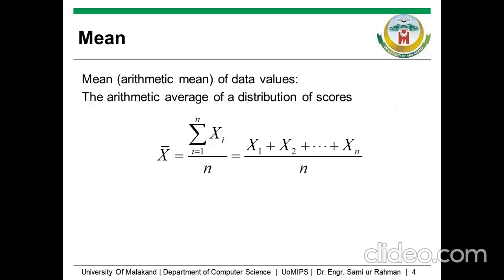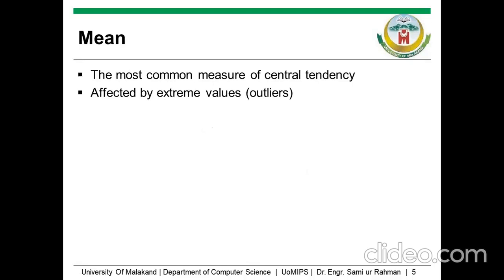Okay, so you already know what is mean. This is the average of a given sample. Let's say we have sample 1, sample 2 up to sample n, and n is the total number of samples. The average of the samples is called mean, and this is the summation of xi, where i starts from 1 up to n, divided by the total number n. This is the most common measure of central tendency, and it is affected by extreme values.